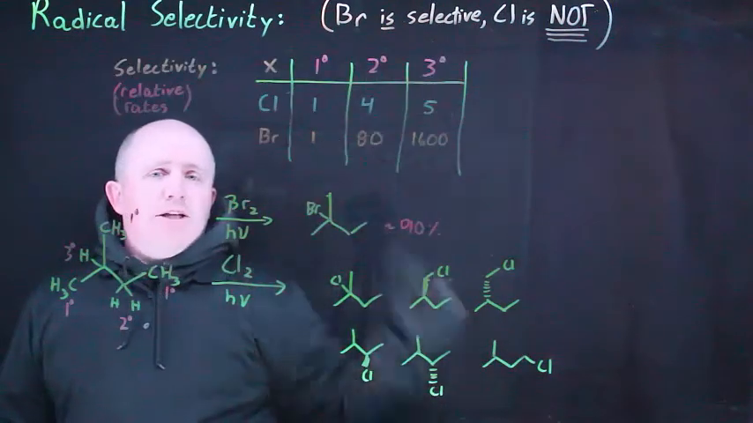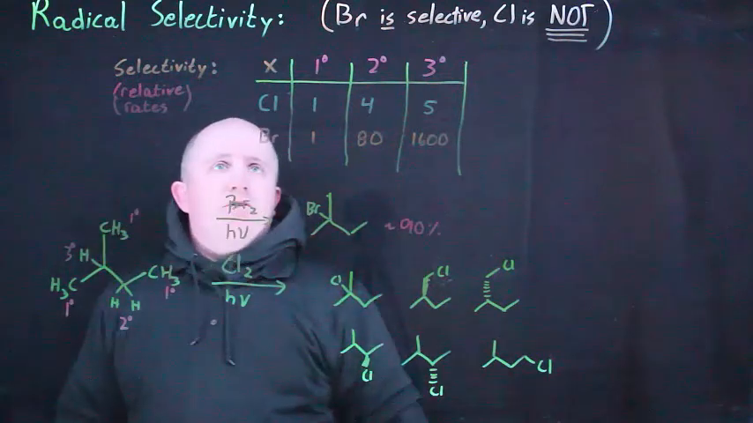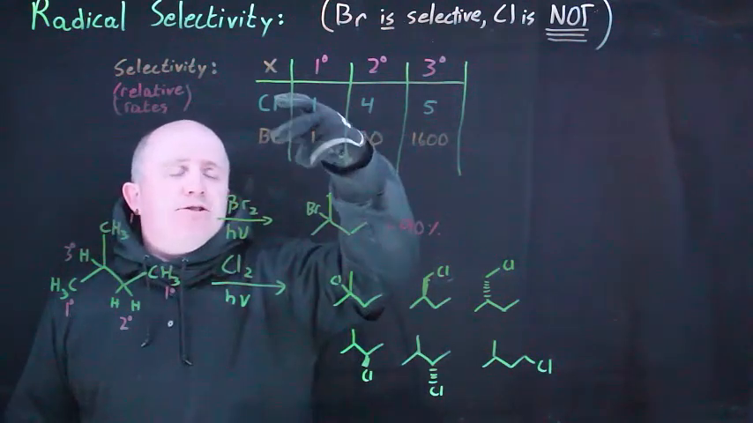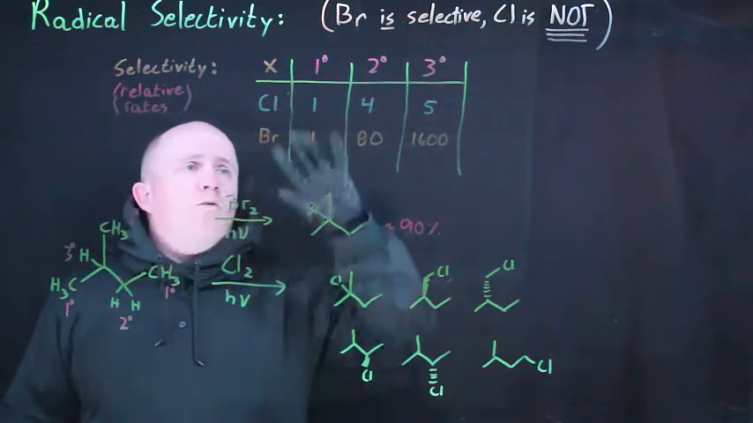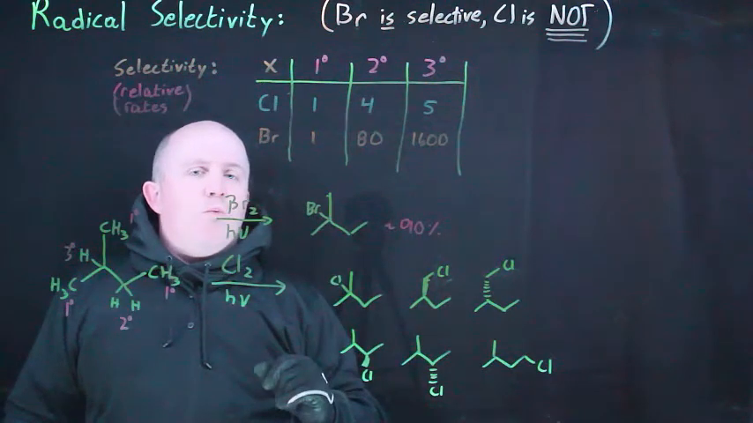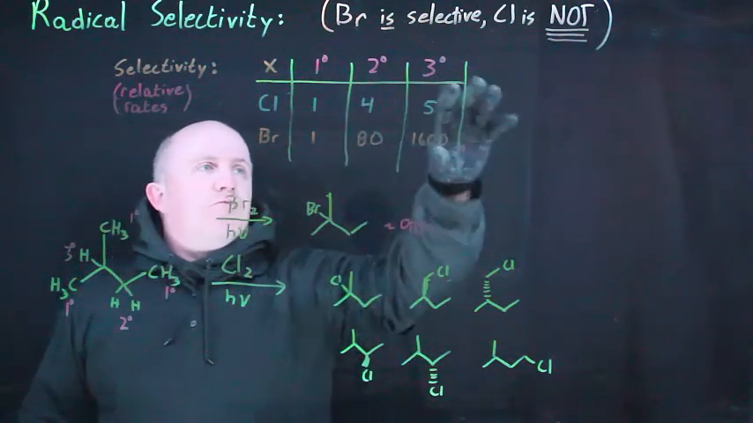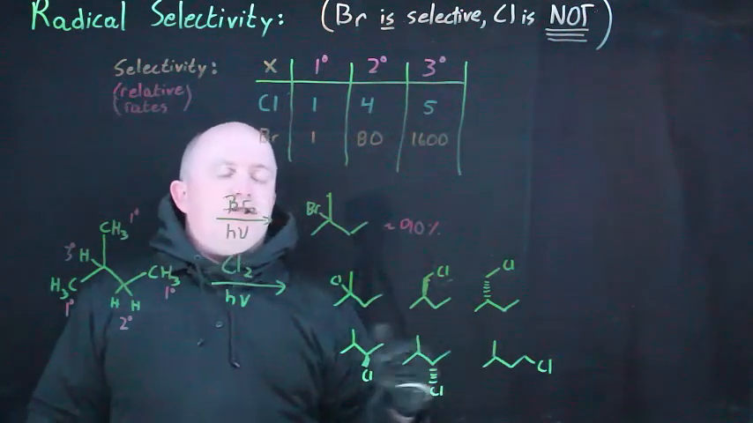This table is really the key thing to recognize about radical selectivity, and the core idea is that you have two different potential halogens you could be using, chlorine and bromine, but we can measure the relative rate of reaction. If you set the rate of the primary to 1, then it turns out that reacting with a secondary is faster, and reacting with a tertiary is faster still than the primary.